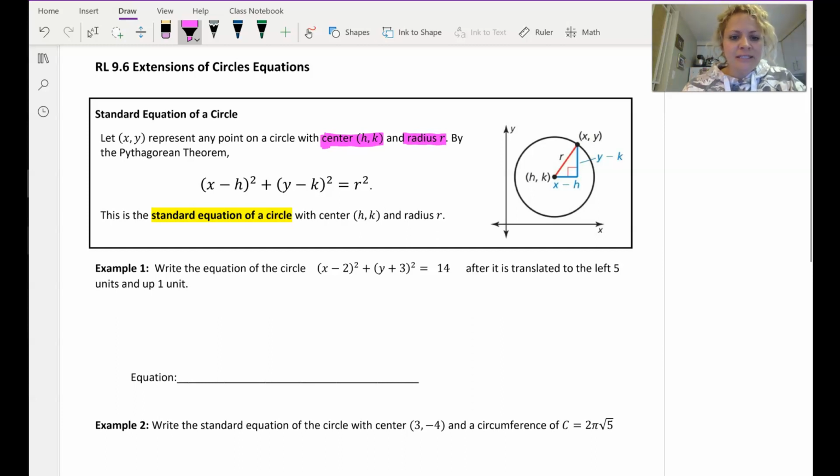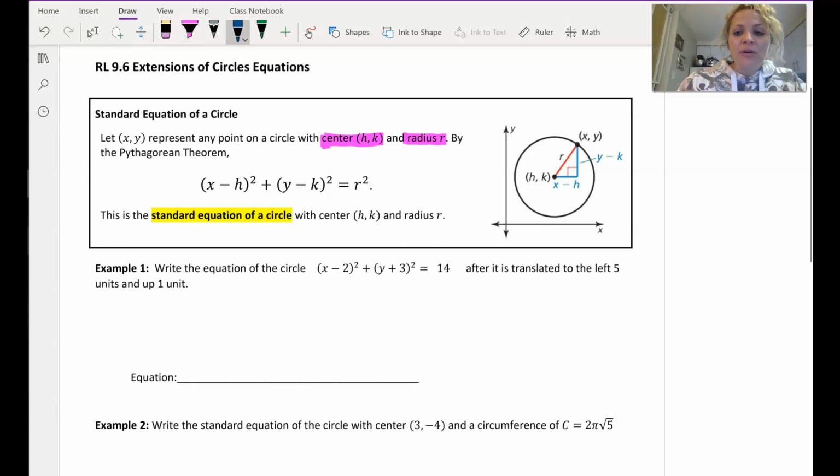Let's look at this first example. We're asked to write the equation of a circle. We're actually given the equation of the original circle, but we are asked to translate the circle to the left 5 units and up 1 unit.